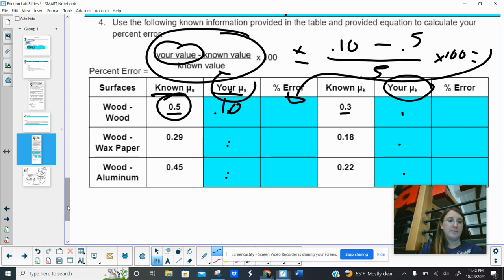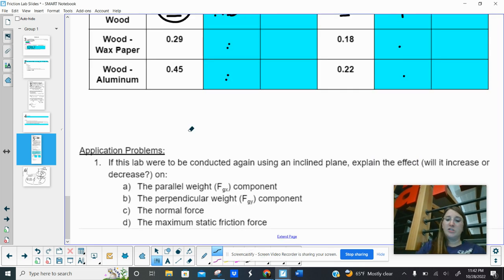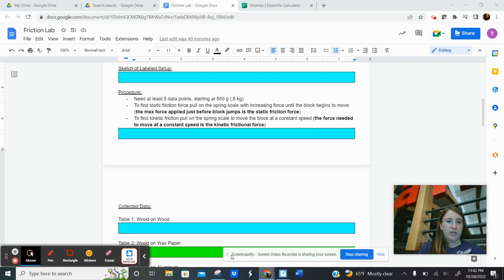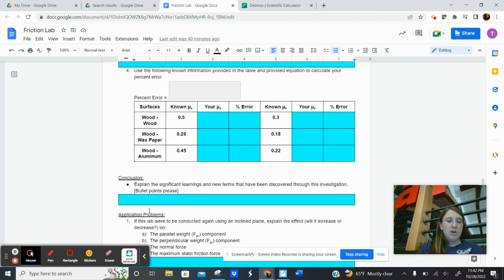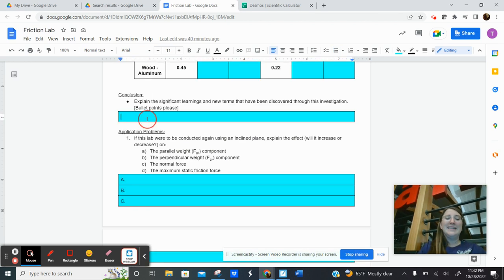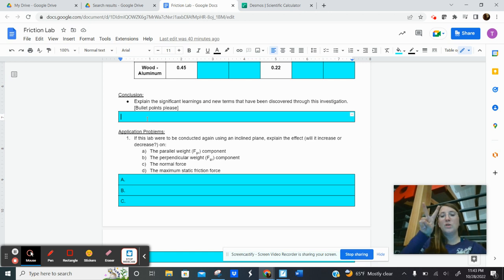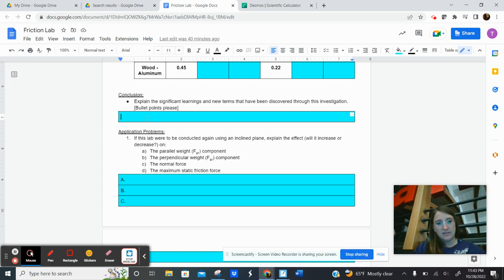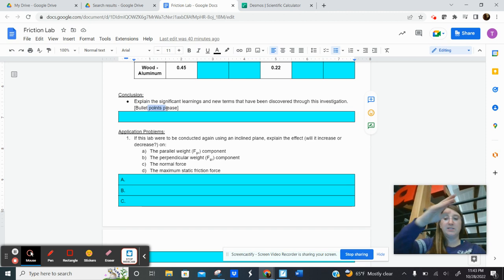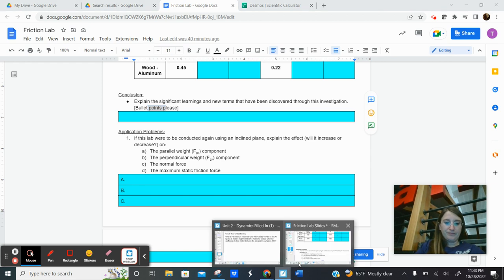Okay, so you still need to do the conclusion where you need to write about what you learned. You need to write at least two things in complete sentences. Yeah, it says bullet points, but you're just bulleting this and this in complete sentences, at least two things. Let's go ahead and look at the application problem.